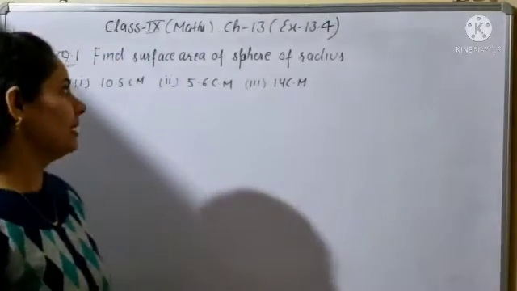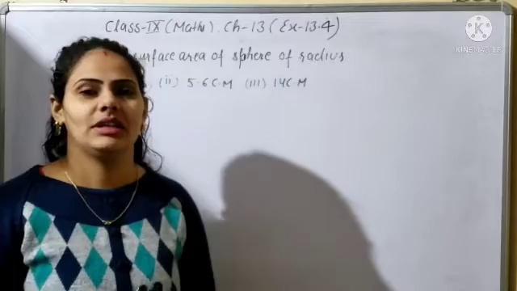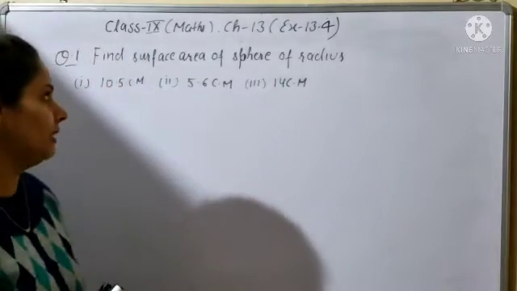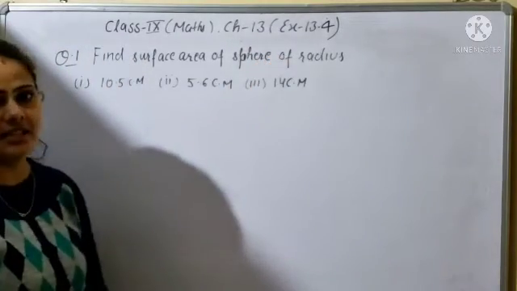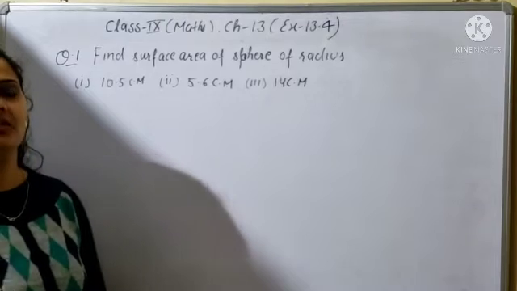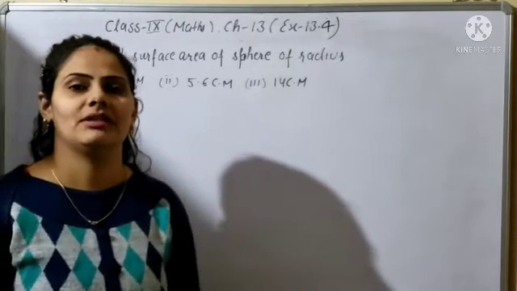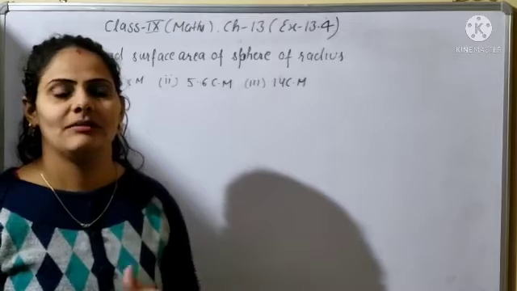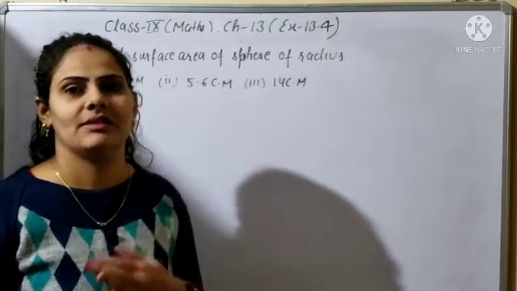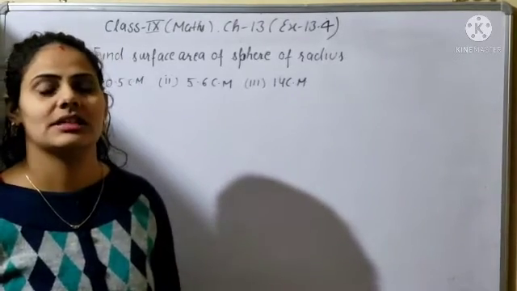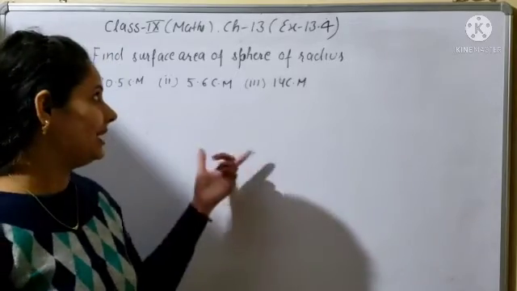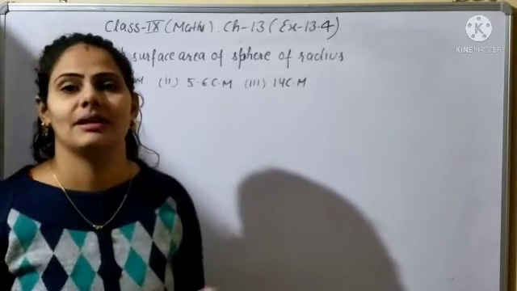So we were doing our chapter number 13, surface area and volume, and we have completed our 3 exercises. Today we will start the next exercise. This is exercise 13.4. In 13.3 we did the cylindrical shape, the volume of the cylinder, surface area, total surface area and curved surface area. But in this exercise we will read about the sphere.